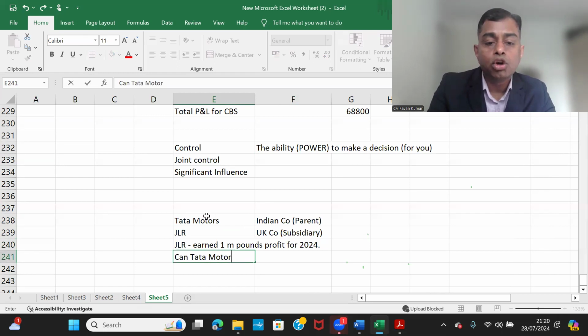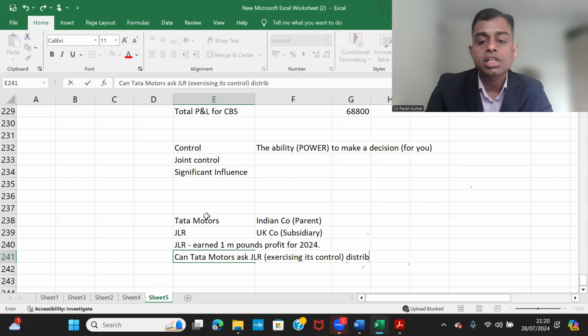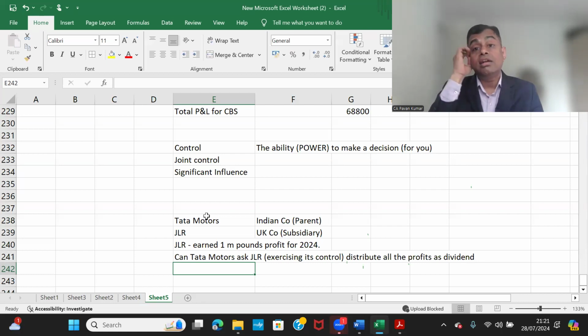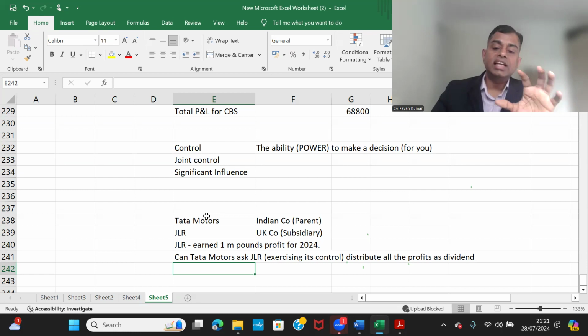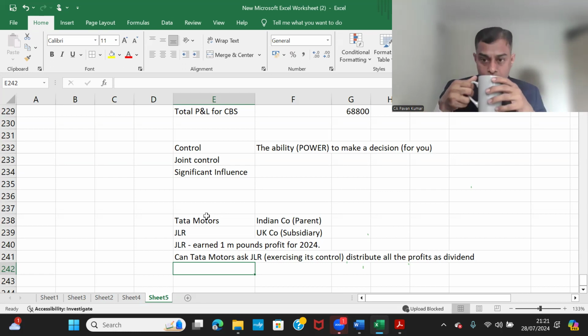Can Tata Motors, exercising its control as a parent, ask Jaguar Land Rover to distribute all the profits as dividend? Jaguar Land Rover says, sir, we'll distribute 30% of profits as dividend, and the remaining 70% we'll retain. Tata Motors says, no, distribute 100%. So who will win here? Who will make the decision? Do you think Jaguar Land Rover's 30% will happen finally, or Tata Motors' 100%? What do you think? Guys, I'm looking for answers in the chat box. Please respond. When you participate, you learn.